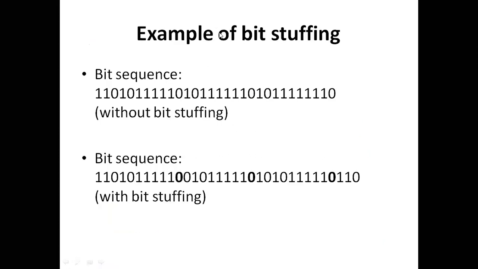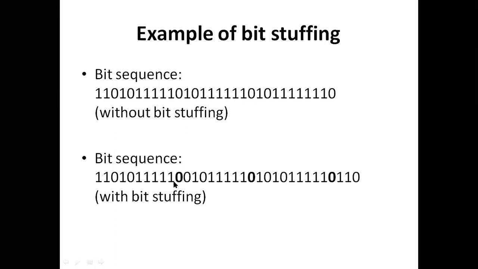Next, this is an example of bit stuffing. In this bit sequence, we have 1, 2, 3, 4, 5 consecutive ones and a 0, and here also we have 6 ones and a 0, and here 7 ones and a 0. This is without bit stuffing, that means directly coming from the network layer.